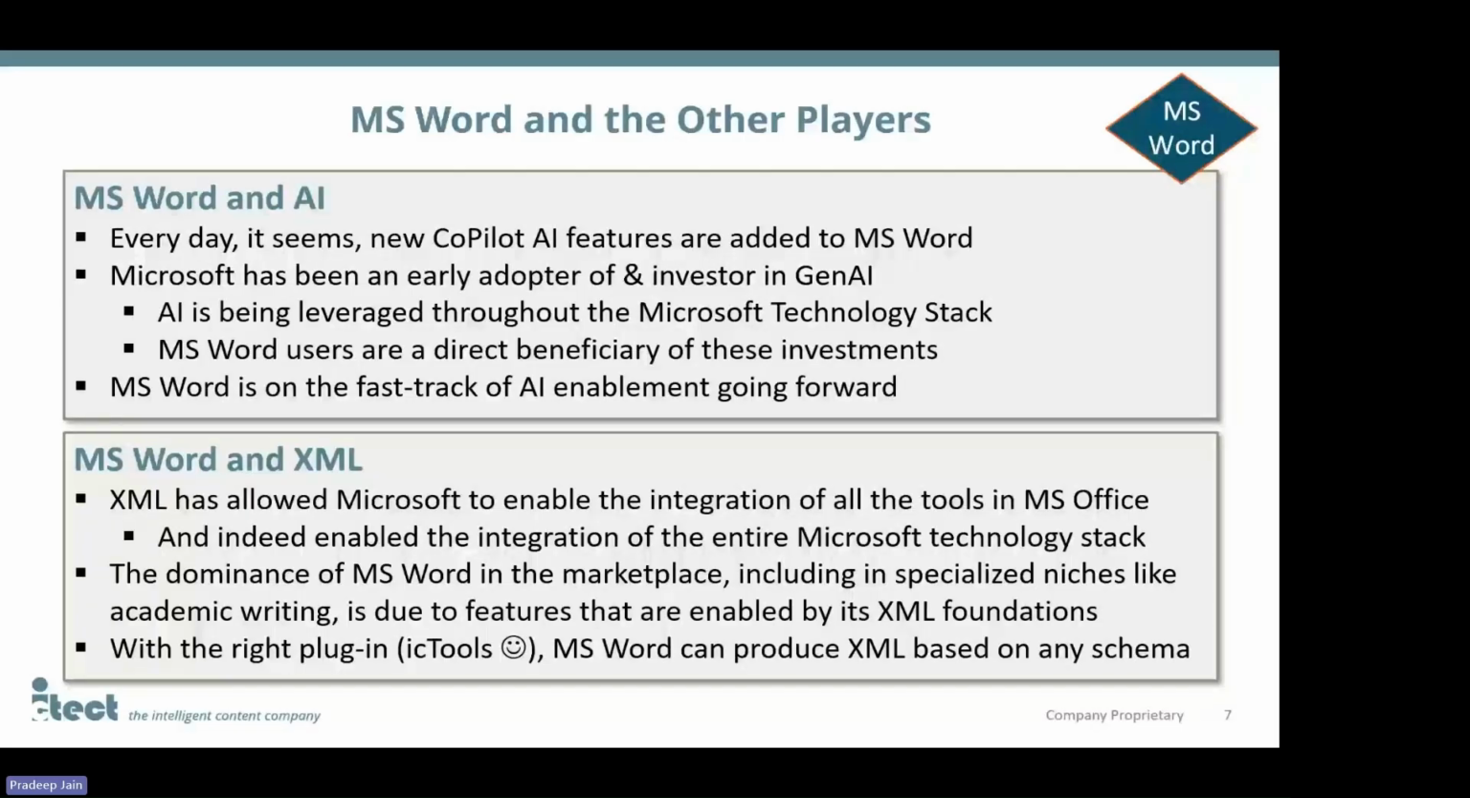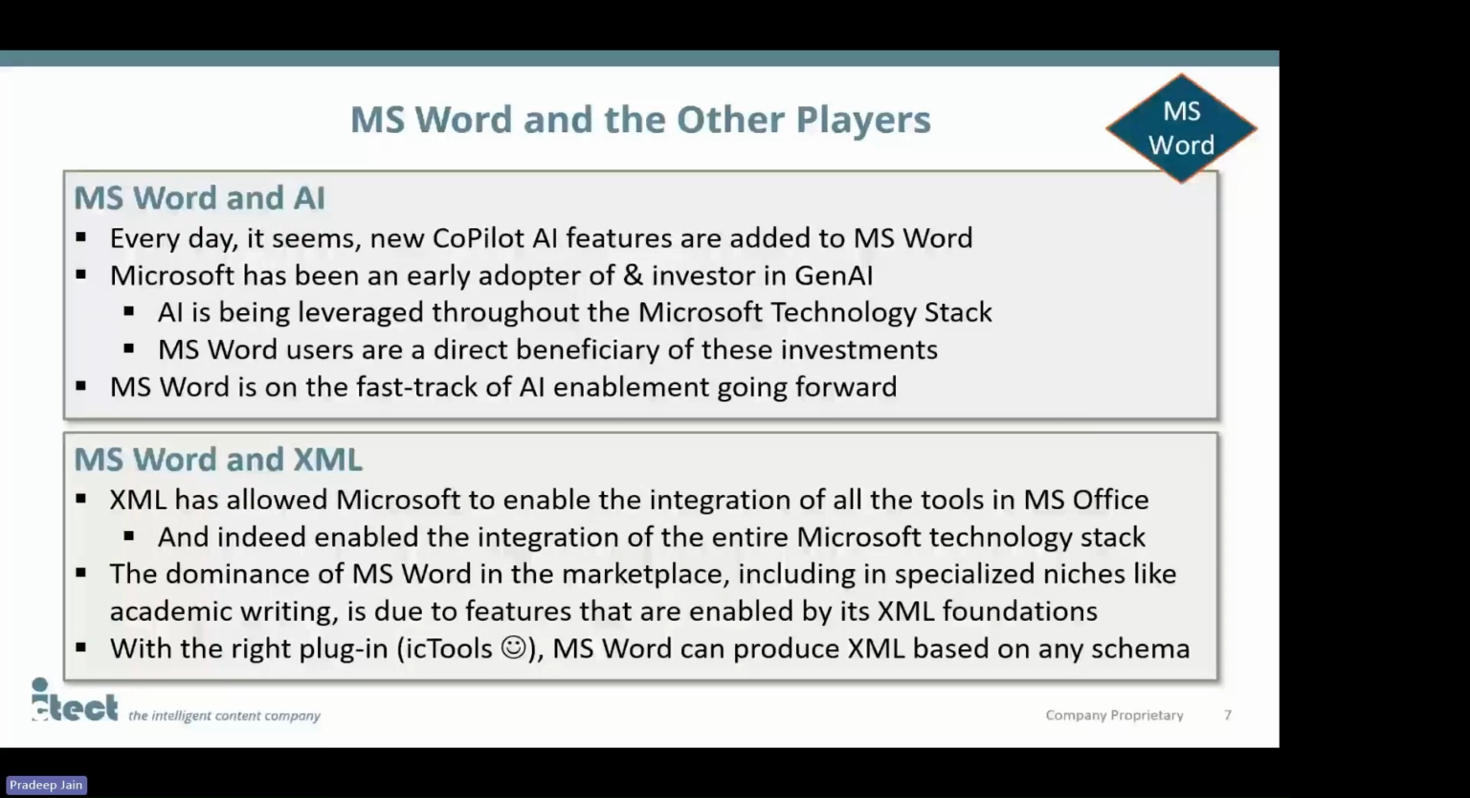AI is truly revolutionizing what we do. With tools like Copilot, we are integrating AI directly into Word to enhance the user experience and outcome by making it more seamless and intelligent than ever. As Satya Nadella put it, the future of productivity is where AI and applications like Microsoft Word come together to empower every user. As we all know, AI is being leveraged throughout the Microsoft technology stack, and Microsoft Word users are direct beneficiaries of this investment.